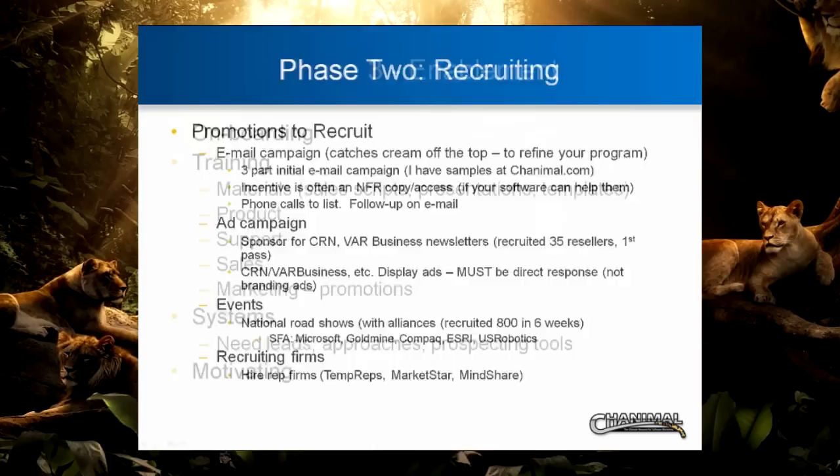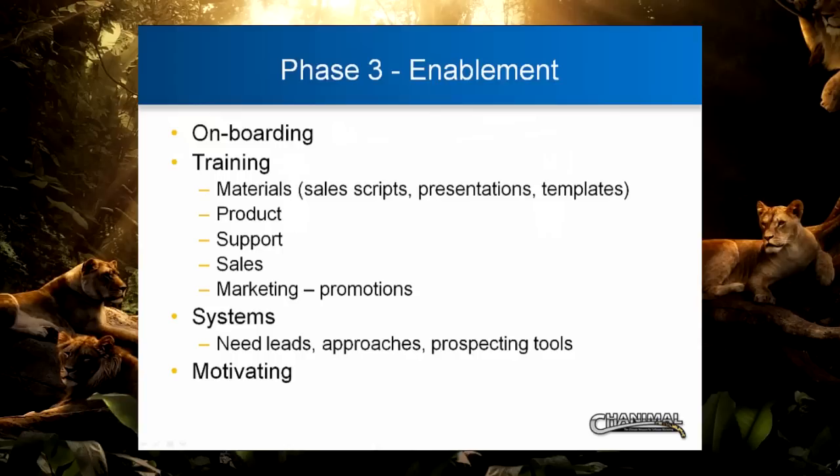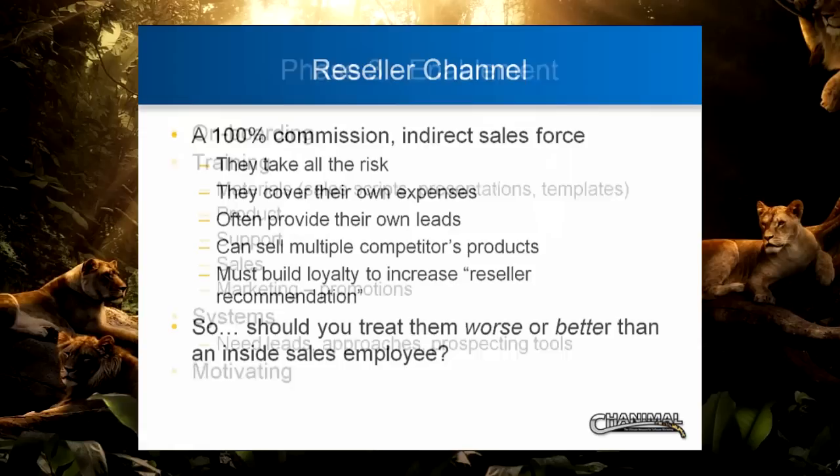Okay, so once you've recruited those resellers, as soon as they come on board, the first 10 are going to tell you what holes you have in your product. So you've got to get your materials, your system, your leads, and then you've got to motivate. These are the elements of enablement.